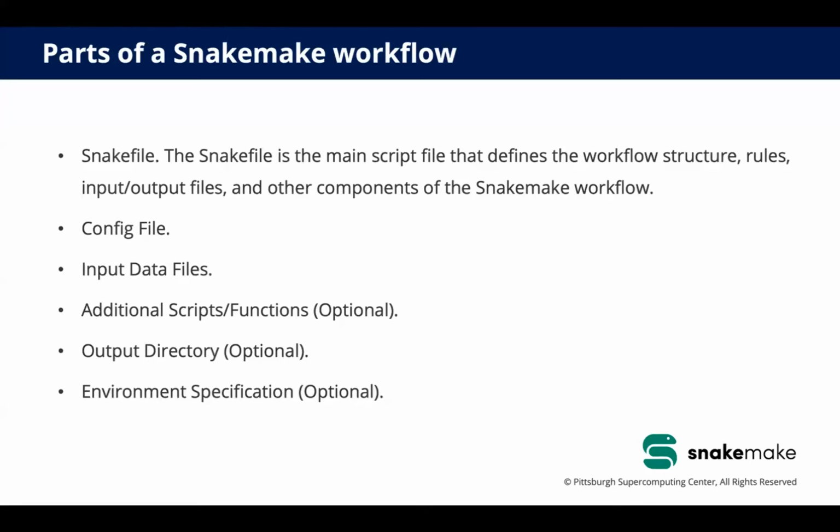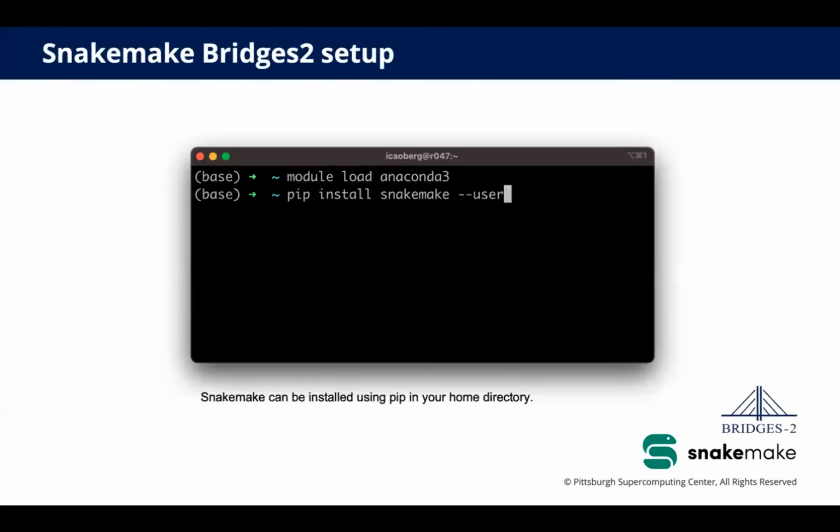And then there's some environment specification, because SnakeMake, being Python-like, integrates very nicely with Conda. And as you know, we support Conda on Bridges-2. So in order to set it up, you just need to load Anaconda 3 on Bridges-2, and then just install the SnakeMake package with pip. And that's all you need to do. That will install the manager needed to be able to submit SnakeMake workflows on Bridges-2. So the installation is very straightforward.